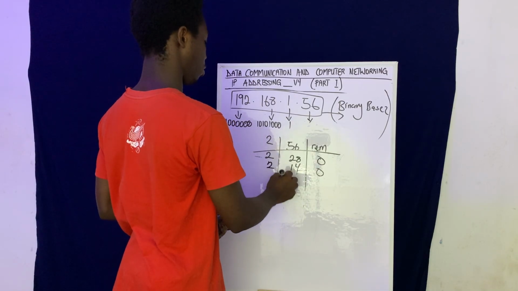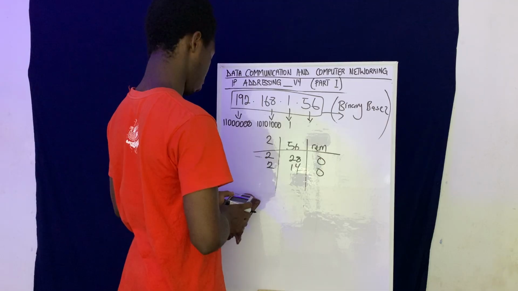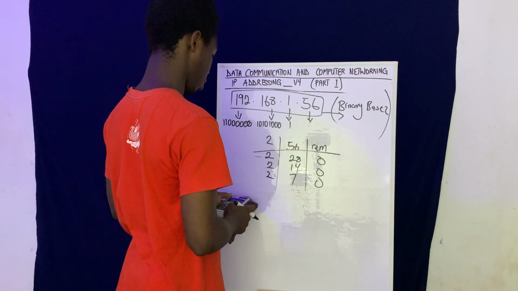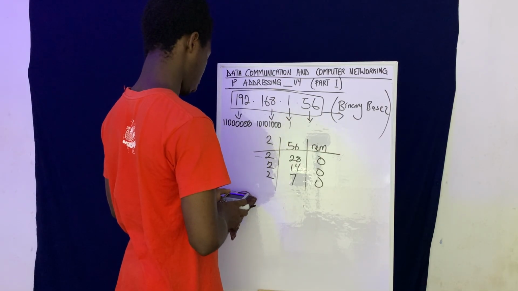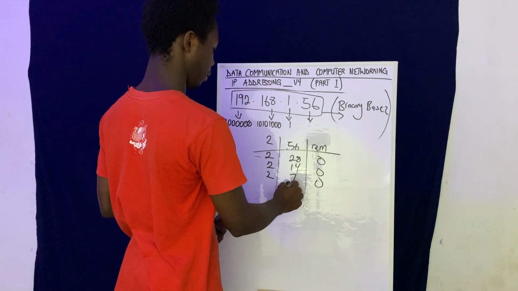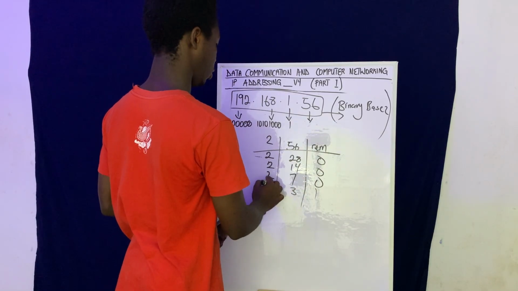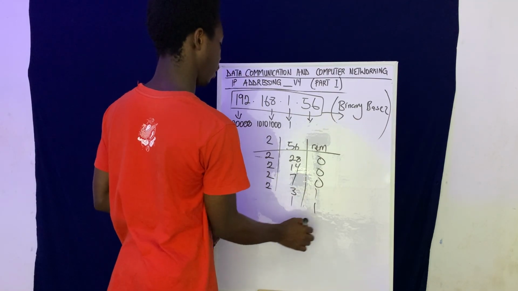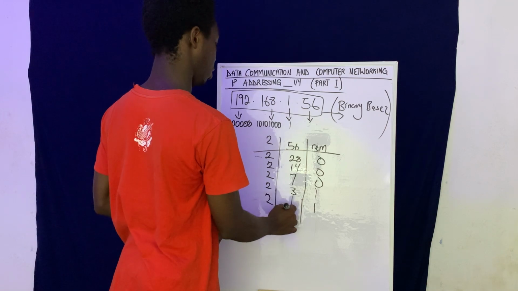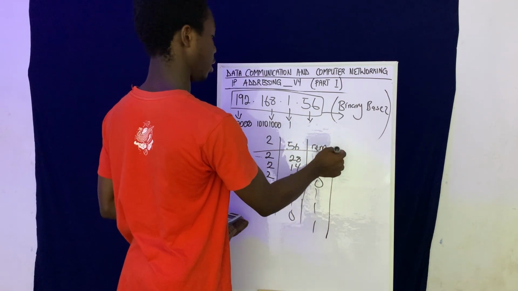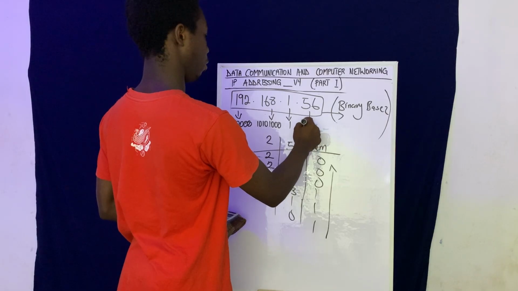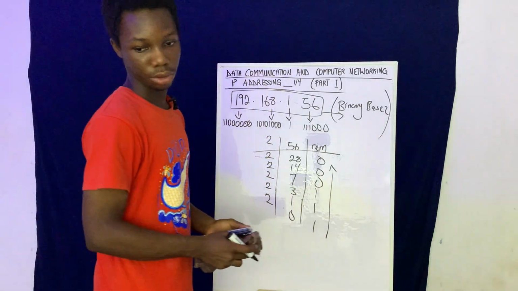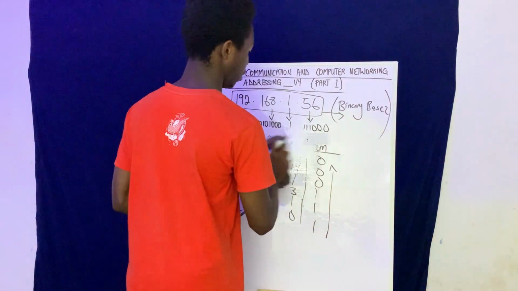So 2 will go into 14, 7. So 7, remainder 0. So 2 will go into 7, 3, remainder 1. 2 will go into 3, 1, remainder 1, and 2 going into 1, 0, remainder 1. So we read it upwards. We had 1, 1, 1, 0, 0, 0. So this is what we had, 1, 1, 1, 0, 0, 0.